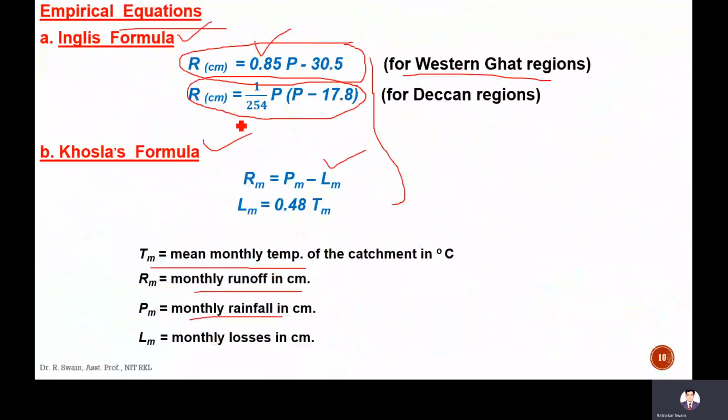So this Khosla formula and this English formula are rarely used because there is no physical basis behind these empirical equations. These are data-driven models. They are developed using regression equations, and they are basically valid only for the catchment for which they were developed. So this method is rarely used.